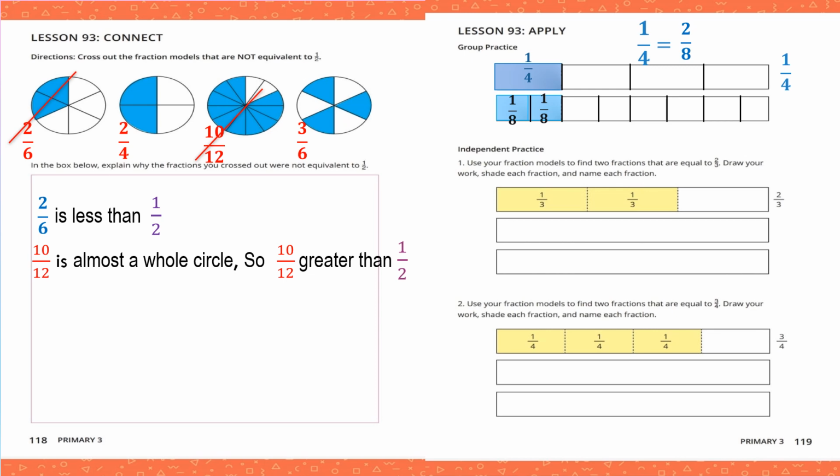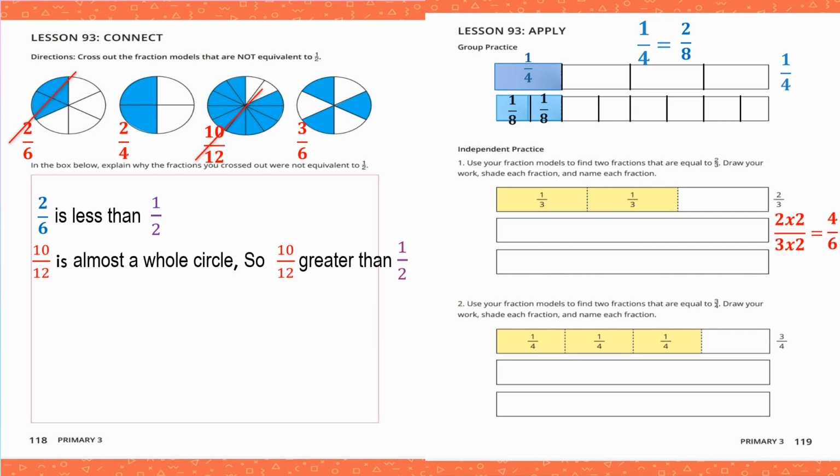Number 1, use your fraction models to find two fractions that are equal to 2 over 3. Draw your work, shade each fraction, and name each fraction. So I need to find two fractions that are equivalent to 2 over 3. For the first fraction, I can multiply the numerator and the denominator by 2. Like this. 2 times 2 equals 4. 3 times 2 equals 6. So it equals 4 over 6.